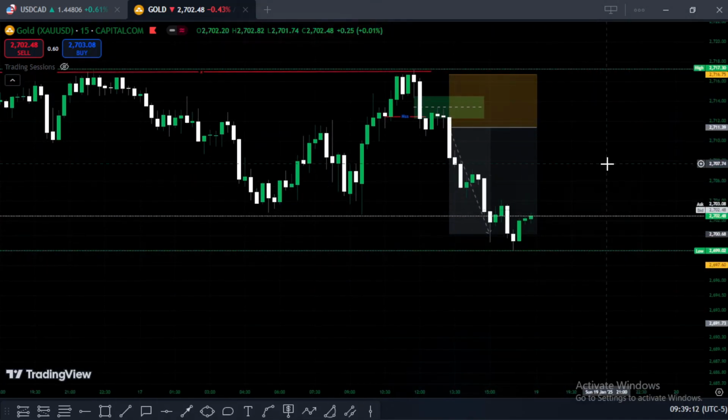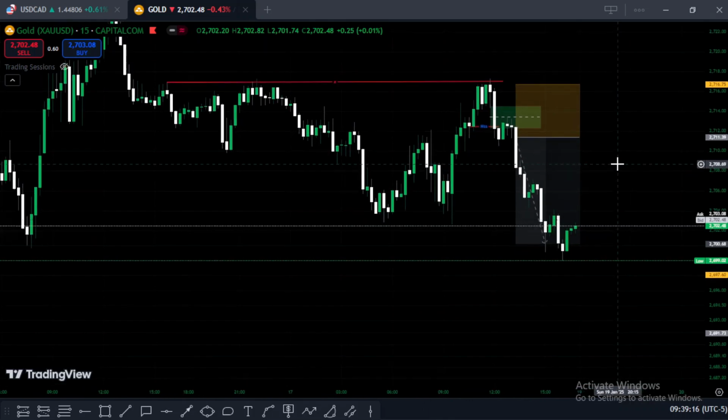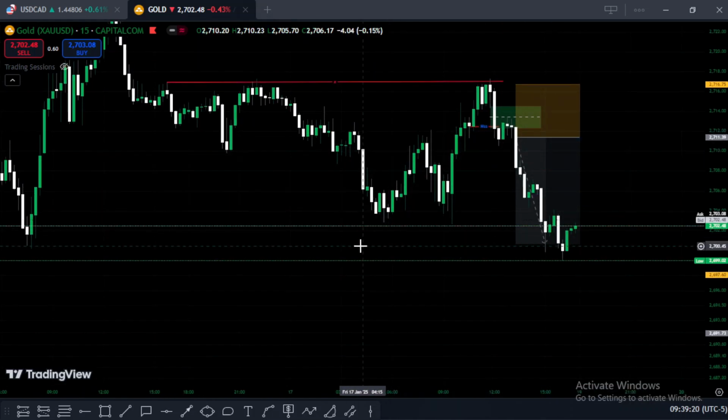You see, I didn't take this trade personally. I wasn't trading gold at that time. Anyway, that's another story. So you see, the liquidity concept is just straightforward. It's very easy. A combination of liquidity and fair value gap, and you are done. These are the secret ICT setups for you to be a profitable trader.